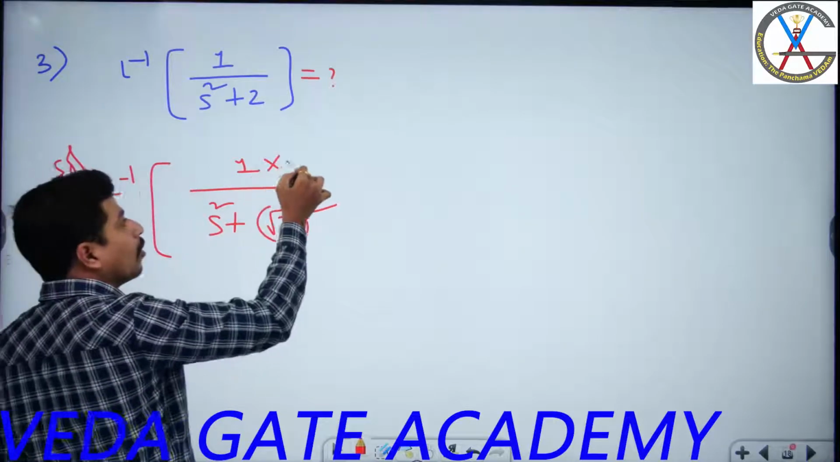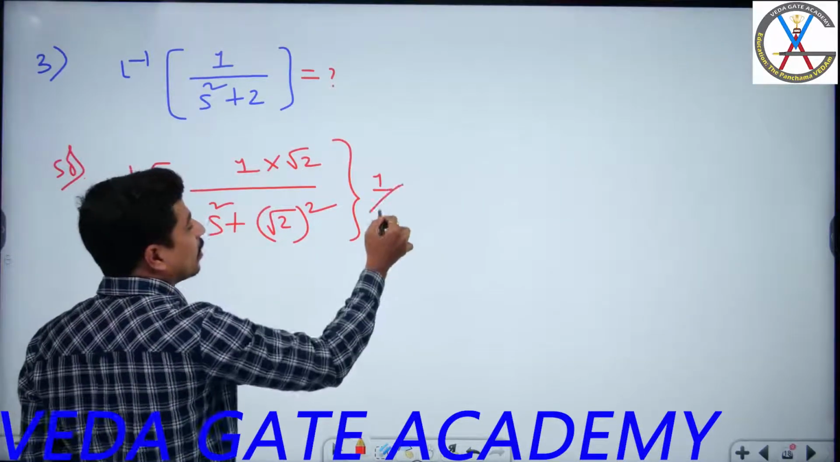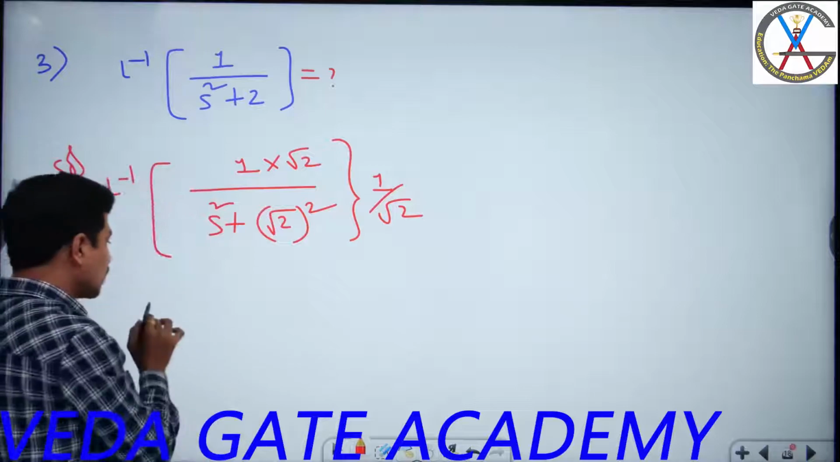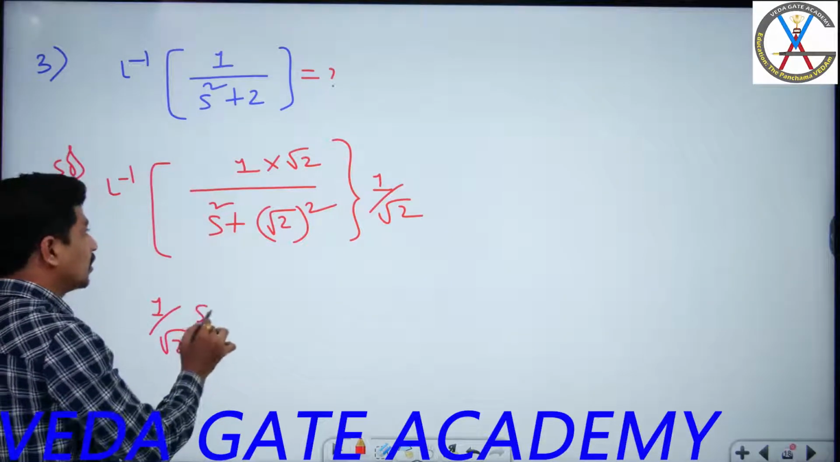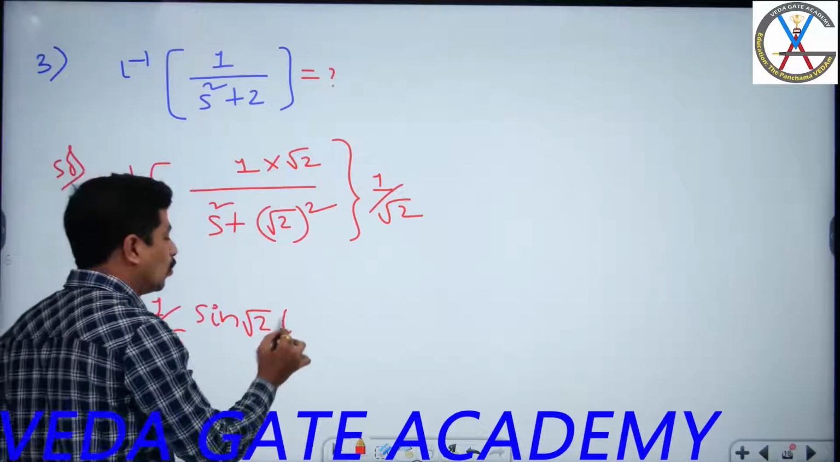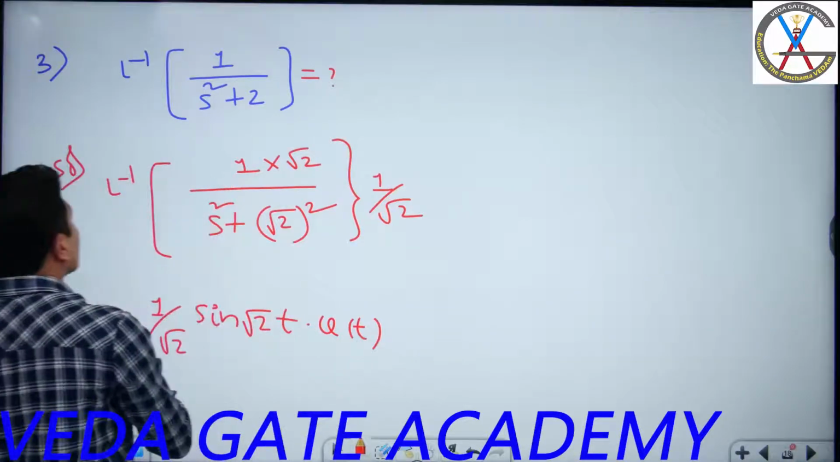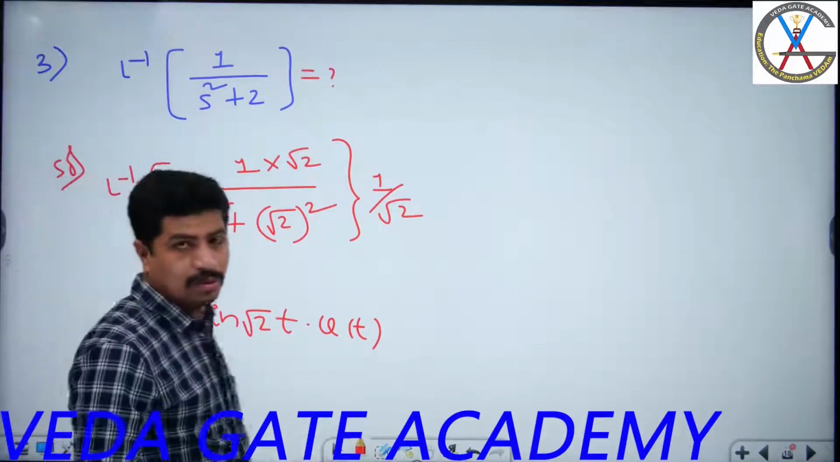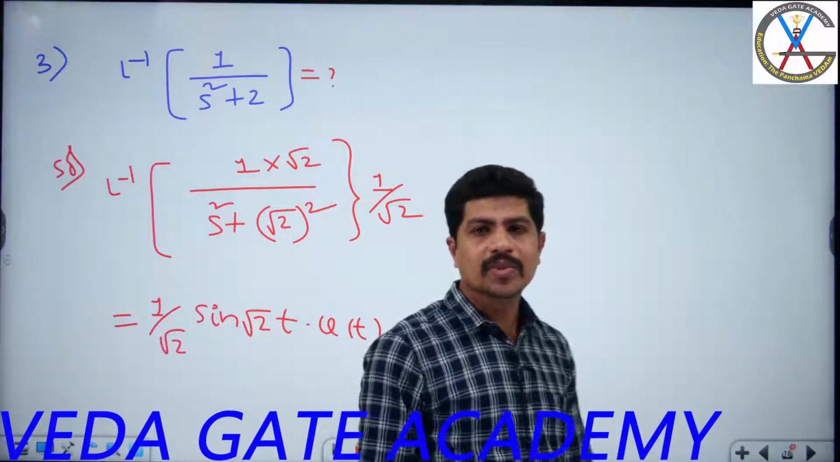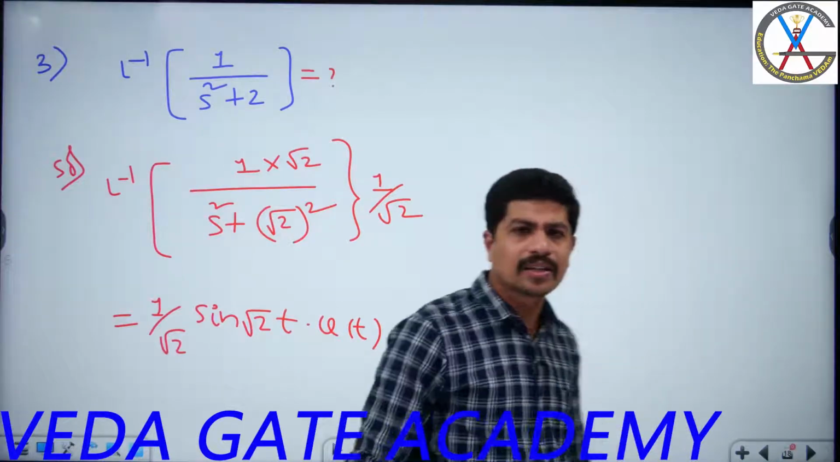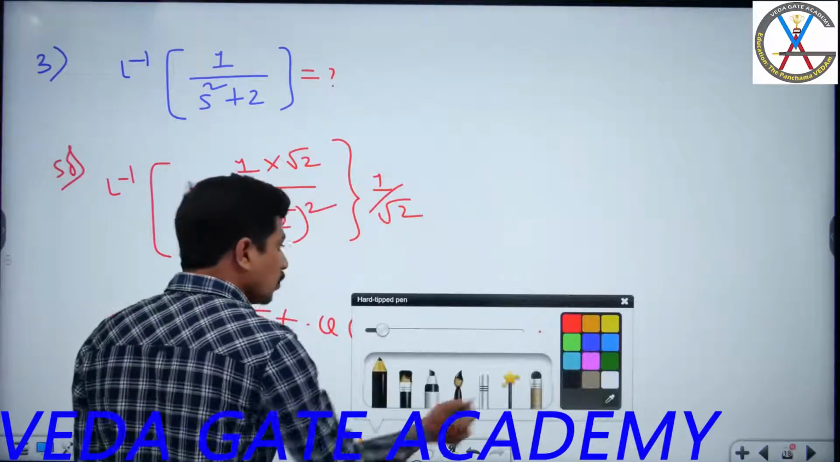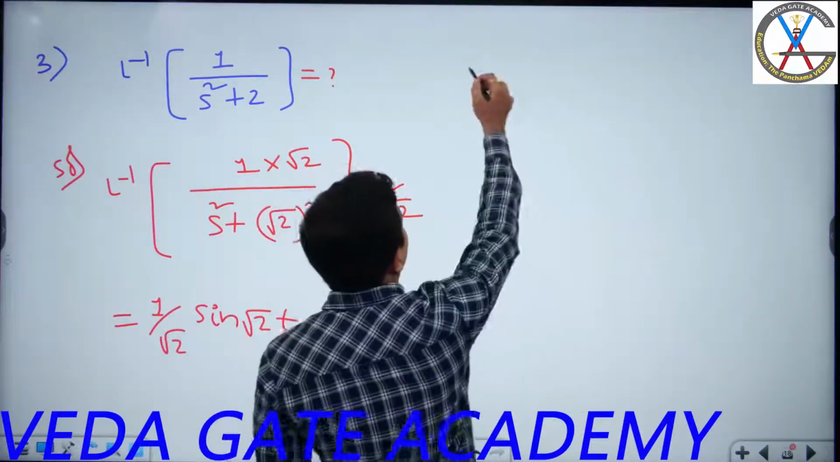Multiply and divide. Then what is the answer? 1 by root 2 into sine root 2t into u of t. Done. Yes or not? That much simple it is, writing inverse Laplace: convert into standard. Let's take the next question.